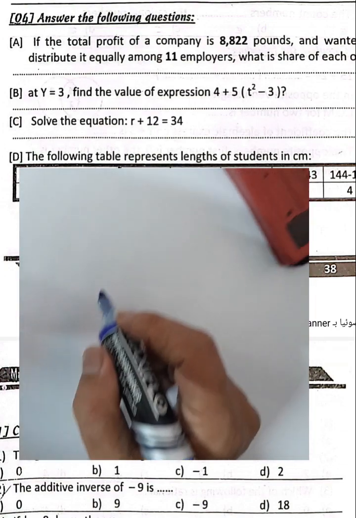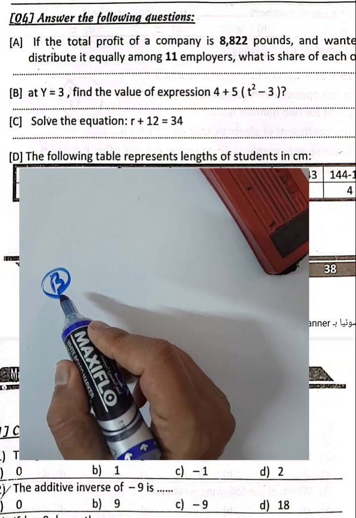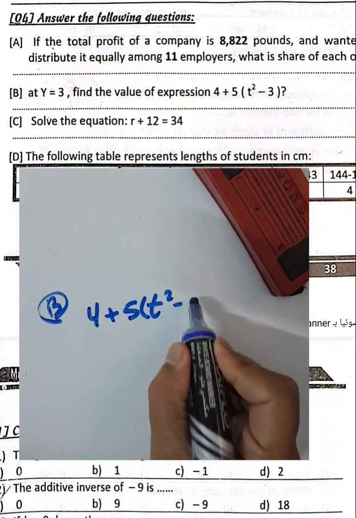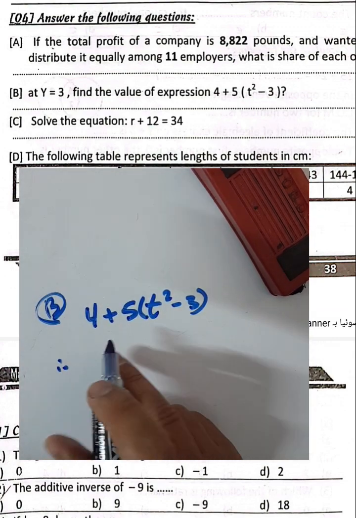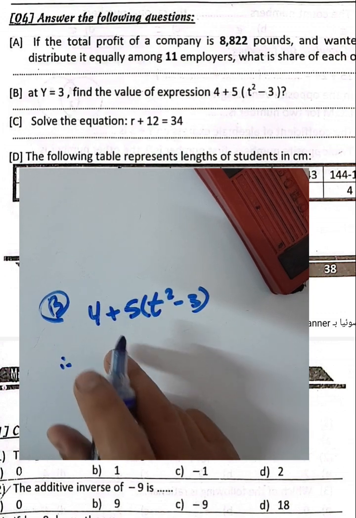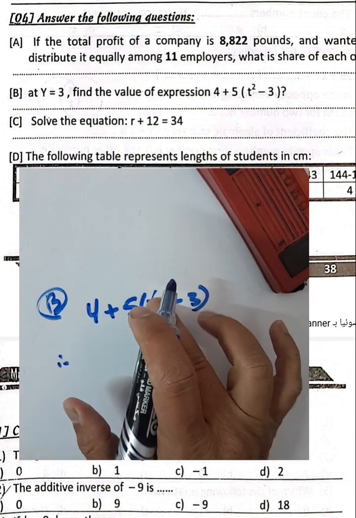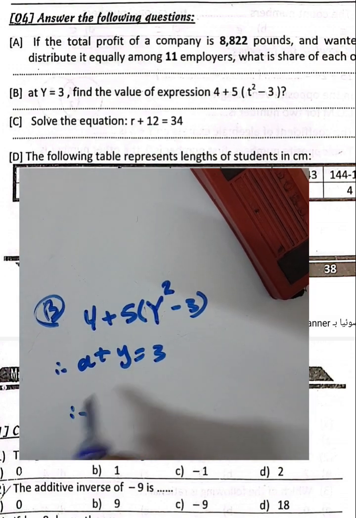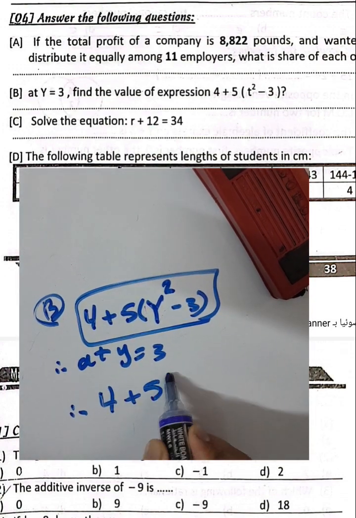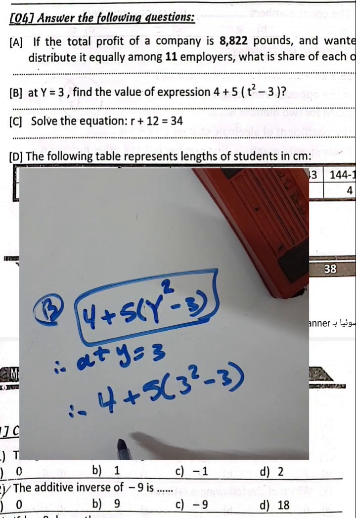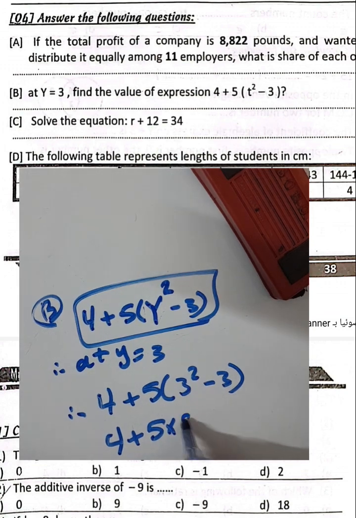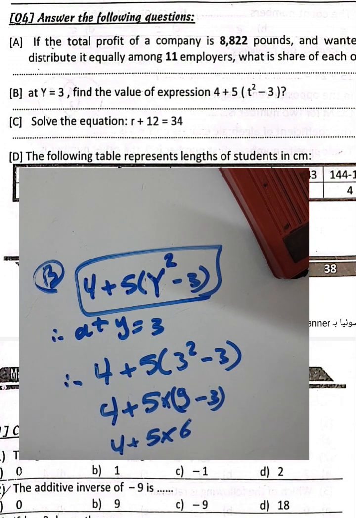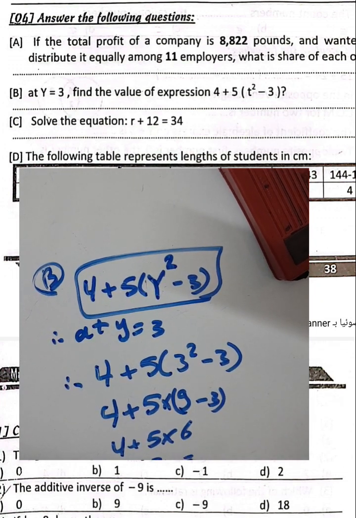Which letter B? At y equals 3, find the value of 4 plus 5 over y power 2 minus 3. Put y equals 3, okay, we can cancel it and write y power 2. At y equal 3, then the value will be what? 4 plus 5 product by 3 power 2 minus 3. Right, 3 power 2, it will be 9. And complete 4 here, plus 5 product by 9 minus 3, it will be 6. Right, 4 plus 5 times 6 equals 30, the result will be 34.